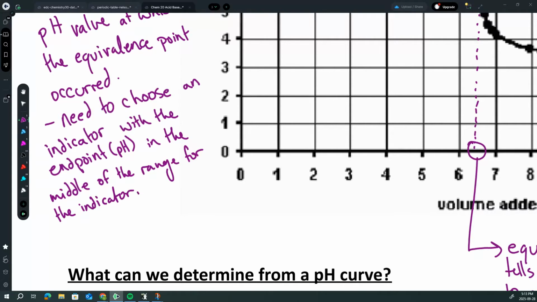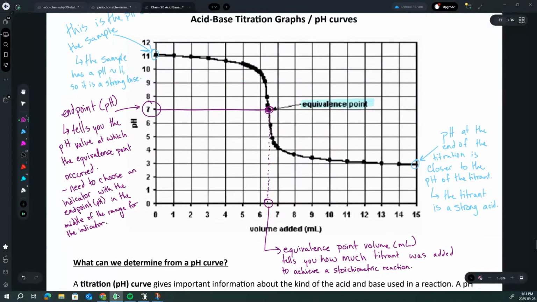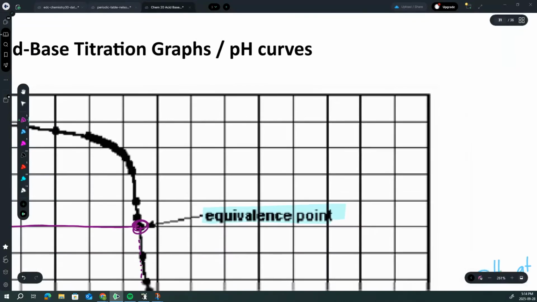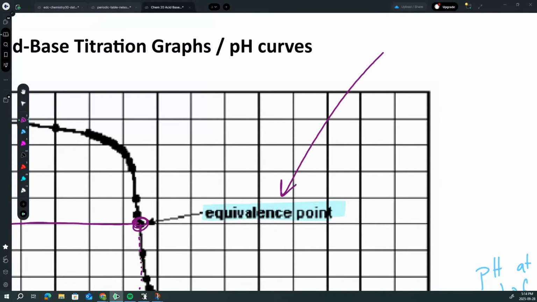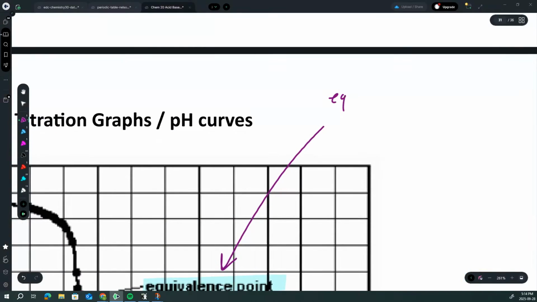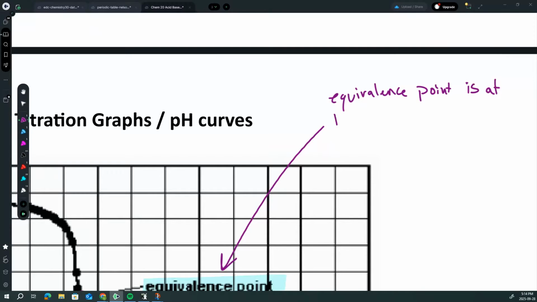So again, you need to choose an indicator with the endpoint, which refers to pH, in the middle of the range for the indicator. Okay, another thing that I'm going to add in here is, I said it, I just didn't write it down. The equivalence point is at the middle of the steepest part of the graph.